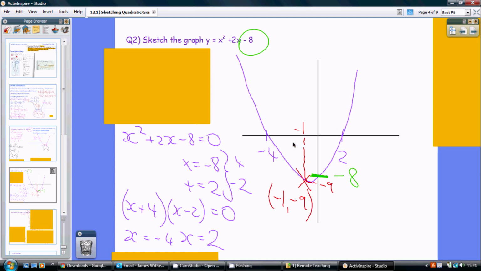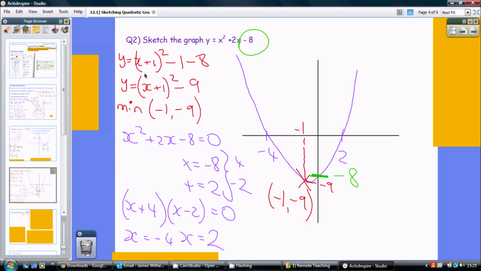Now, as I said before, we could work out the minimum point by symmetry. There's a gap of 6 between minus 4 and 2. So if we go 3 along, we do indeed get to -1 being the x-coordinate of the minimum point. Substitute -1 back into the equation of the graph, and we get -9 as the y value. But just proving that by completing the square, when you complete the square, you get this, which supports the fact that our minimum point is (-1, -9).